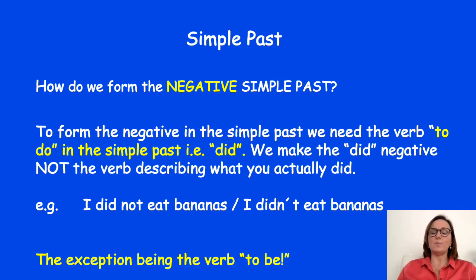Basically, the negative form is I didn't go to school yesterday, or in this case, I did not eat bananas. I didn't eat bananas. The exception is the verb to be. The verb to be can make itself negative. I wasn't, we weren't, and it can ask questions. Were you, was I, was he, was she, was it?